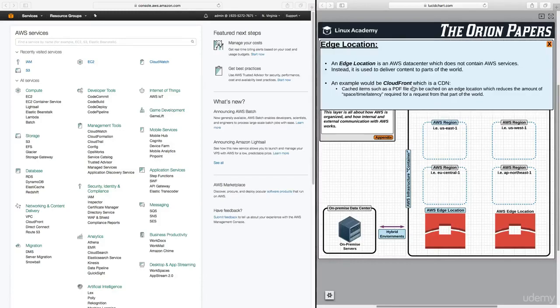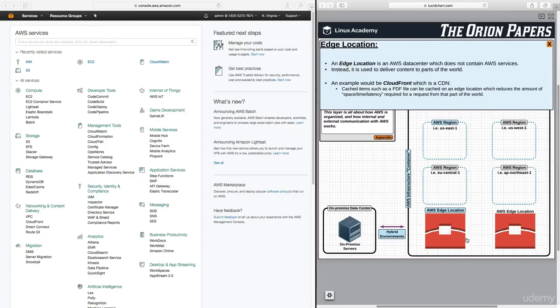An edge location is an AWS data center which does not contain any AWS services. Instead, it is used to deliver content to parts of the world. An example of this, and we're going to talk about CloudFront much later in this course, would be CloudFront, which is a content delivery network. So this is an example of caching items. A cached item such as a PDF file can be cached on an edge location, which reduces the amount of space, time, or latency required for requests from that part of the world.